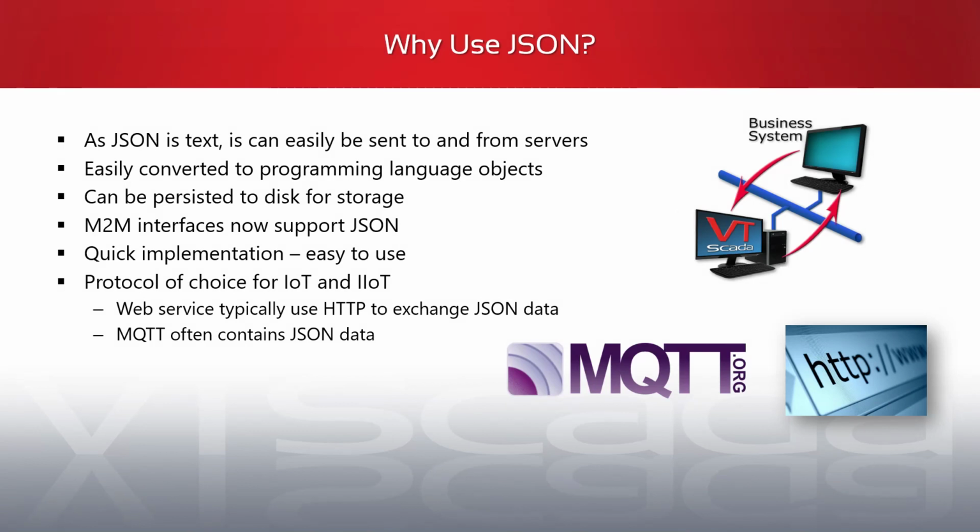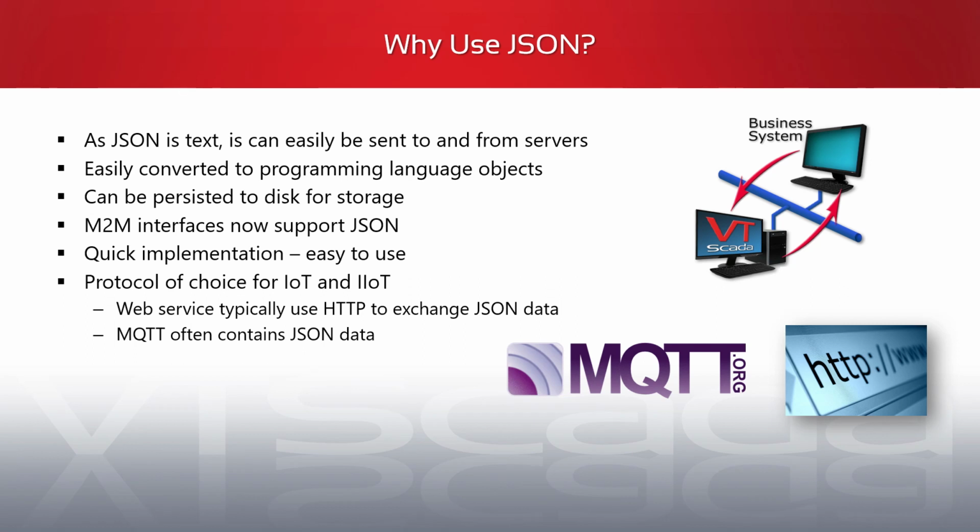So you might be sitting there thinking, well, why use JSON? There are many other options for transferring data between systems: binary information, plain text, CSV and XML. So let's have a look at some of the reasons. Well, as JSON is text, it can be easily sent to and from servers. Sending a string of characters is a really simple way of doing that.